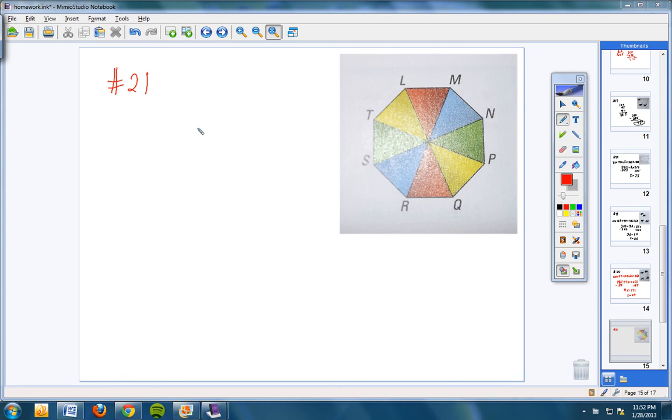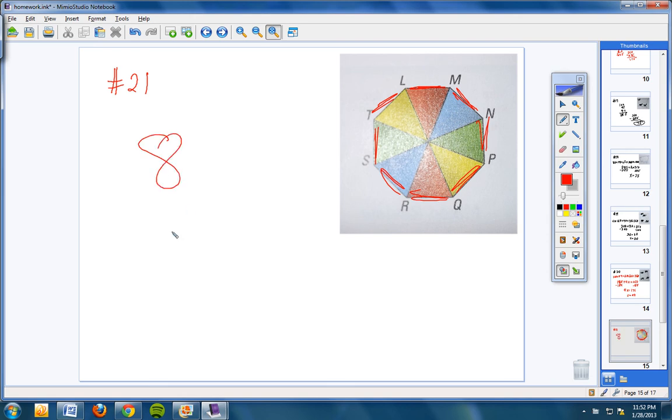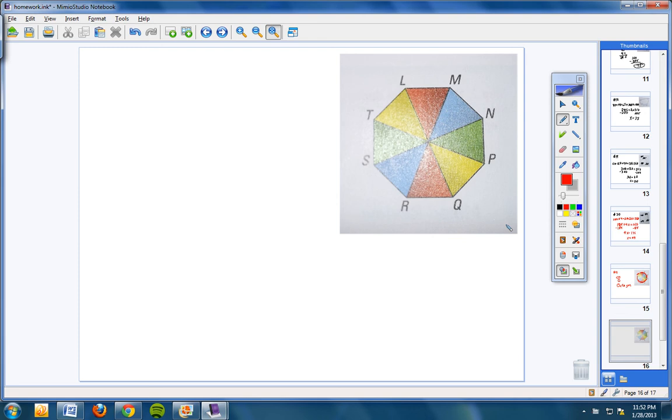Okay, students, back. Number 21 says this. How many sides does the polygon have, and what type is it? Well, I guess I'll stay in red. Here's one side, 2, 3, 4, 5, 6, 7, 8. So how many sides does it have? 8. And what do we call that? Well, oops, that should be a C. Octagon. Octagon. All right, moving on. Can't get any simpler than that.